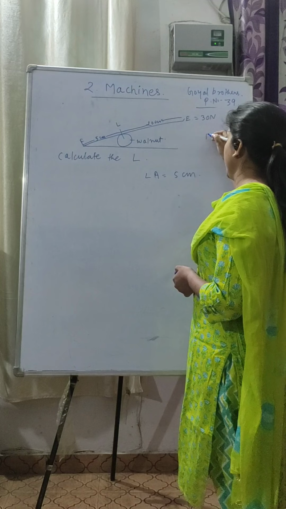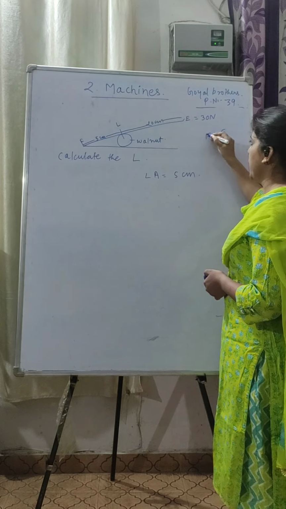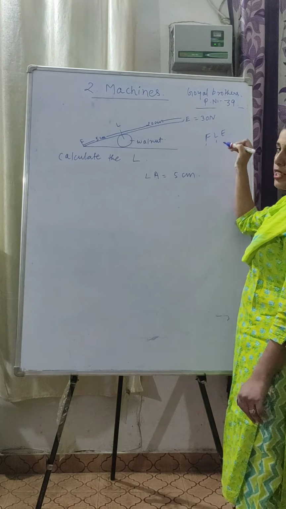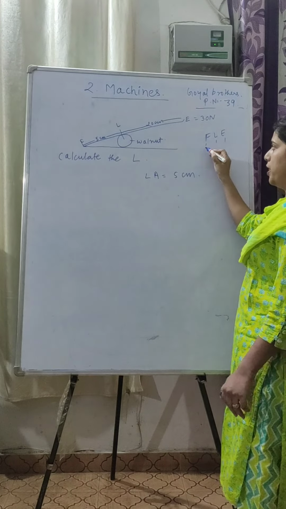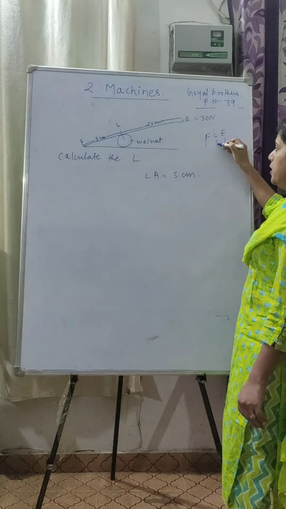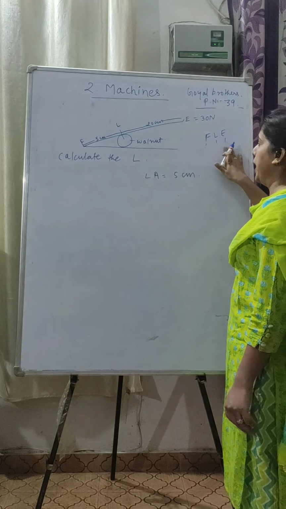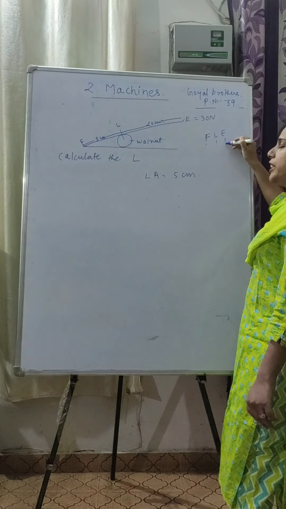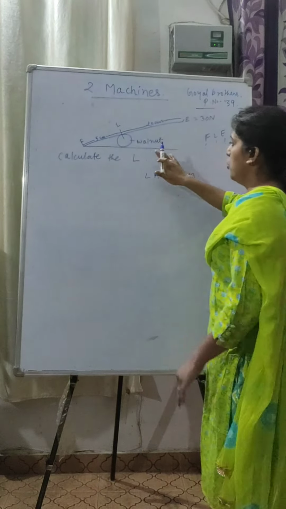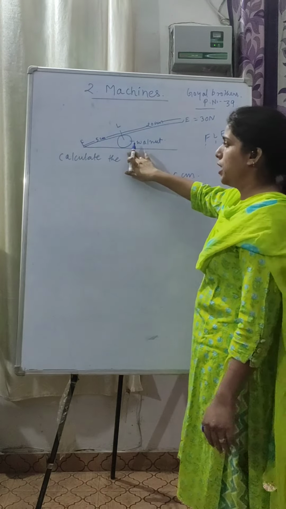We have learned earlier the first class, second class, and third class of lever. In the first, the fulcrum is in between the effort and load, and in the second class of lever, the load is between the fulcrum and effort. And the third class of lever is the one in which the effort is in between the fulcrum and load. So this example is considered as the second class of lever, in which the load is between the fulcrum and effort.